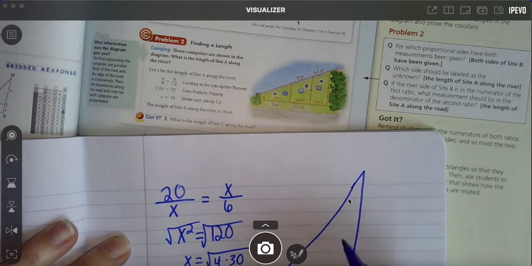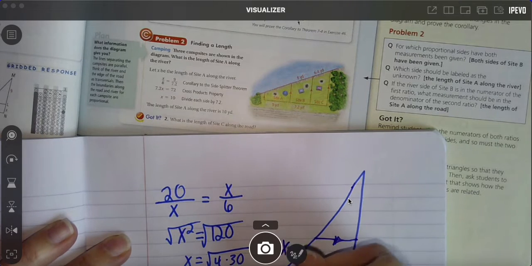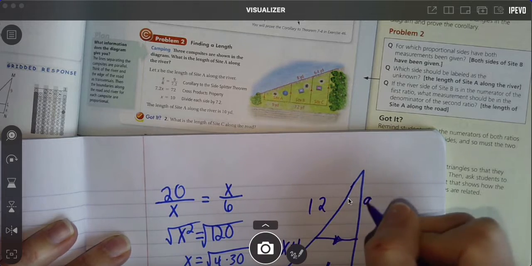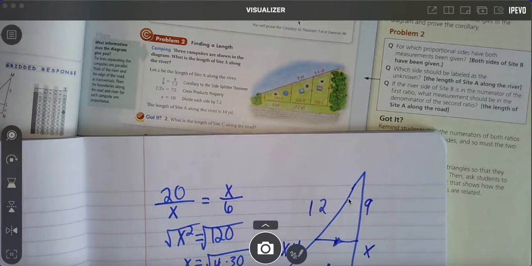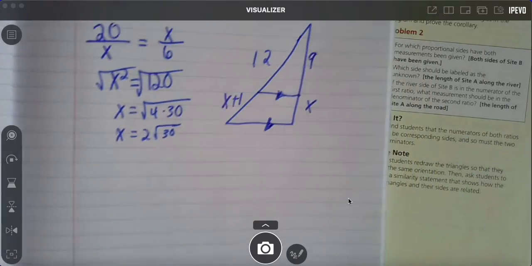I wish I was better at drawing triangles. And again, what we have to know is these parallel segments. All right, so using what we learned, ignore that.